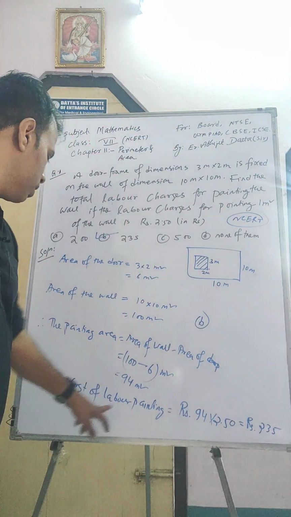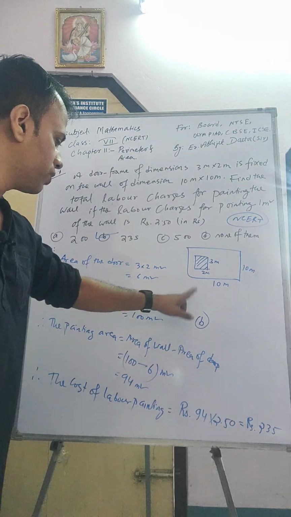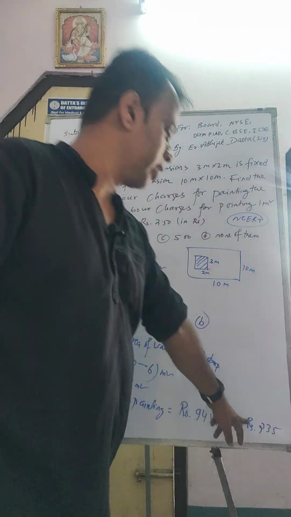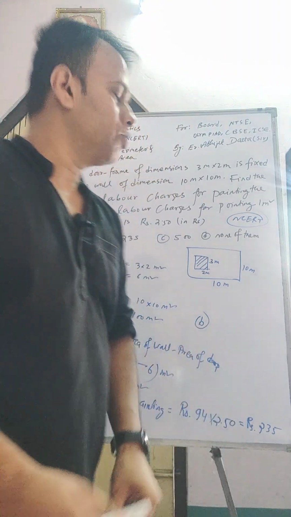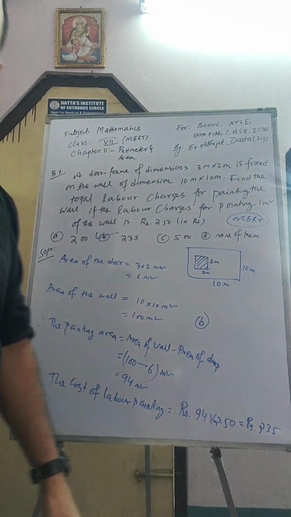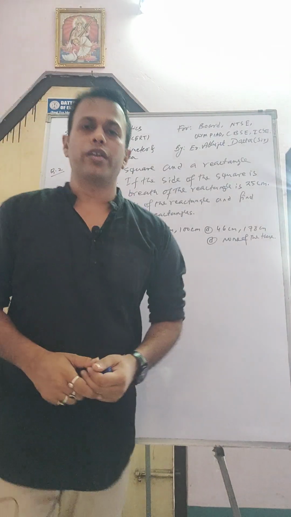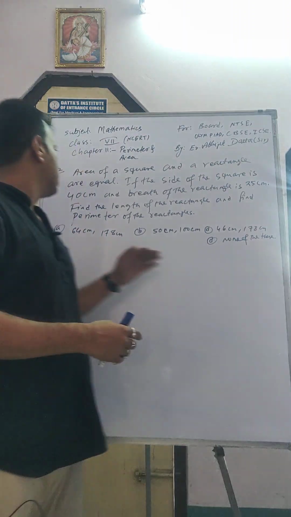So what came here? 94 meter square came. Now the cost of labor painting is 94 into 2.50. If you multiply and simplify, it will come 235 rupees. So B option is the correct option. Okay, B is the correct option. So let's move on to the next question. So our next question is like that. There is a second number question.